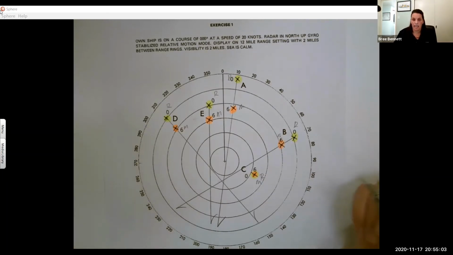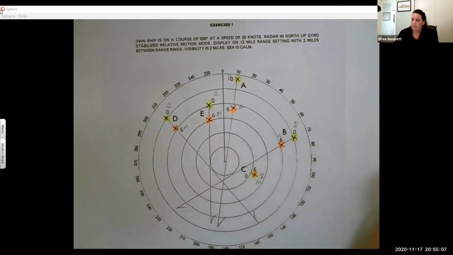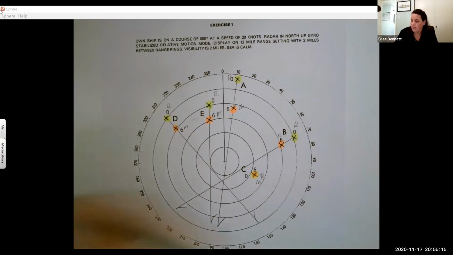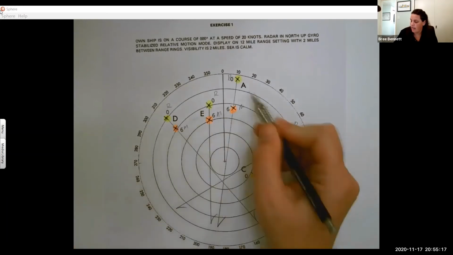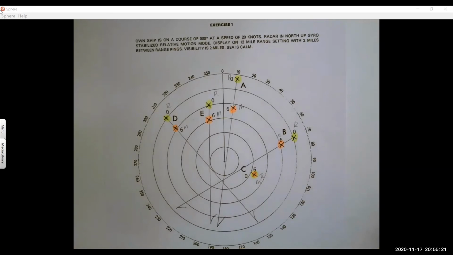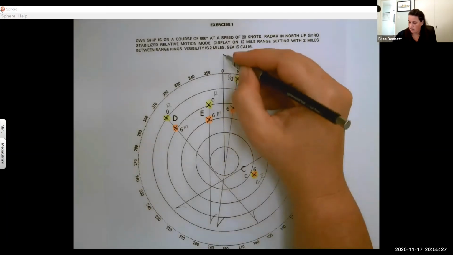So if I'm looking at this, which target here is my main concern? The R and M, the one that's the same. So we have D, E, A, B, and C. And which way are we moving? We are headed north here.